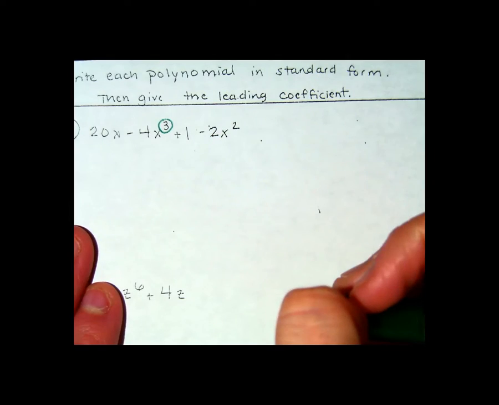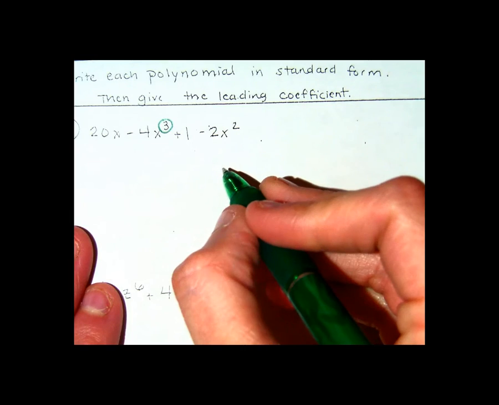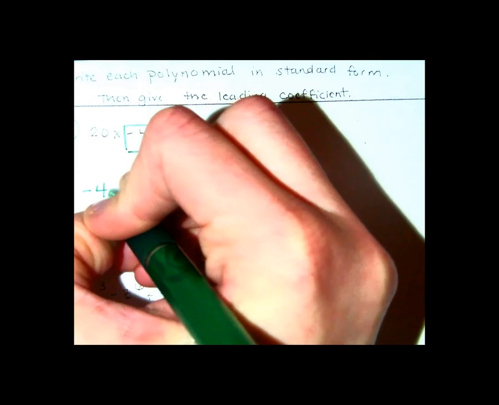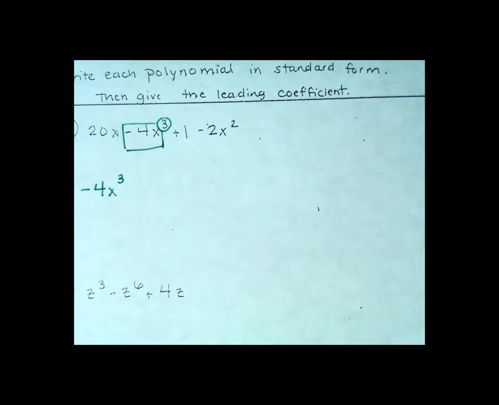I mean, not next to it. What is connected with it? That 4x, yeah, the whole thing there. We're going to put that first, negative 4x to the third. You do not have to cross it out when you have moved it, but I like to know that I'm done with it. I've taken care of that.